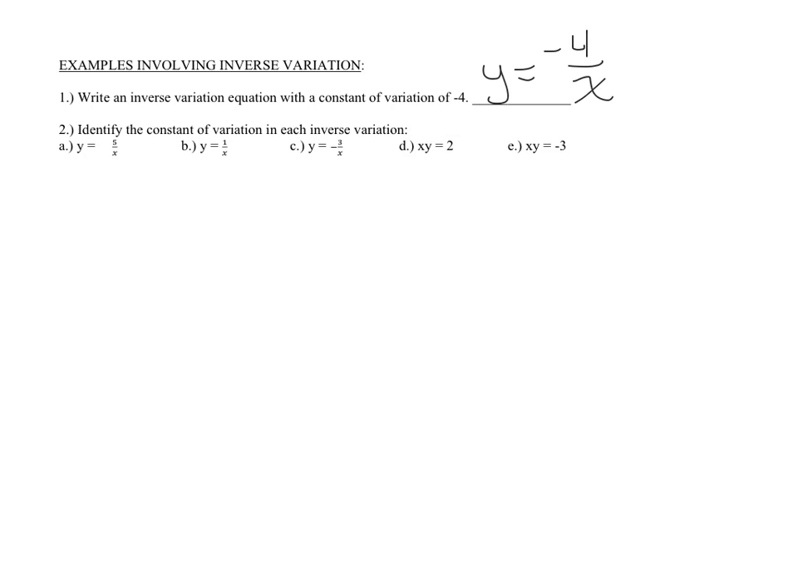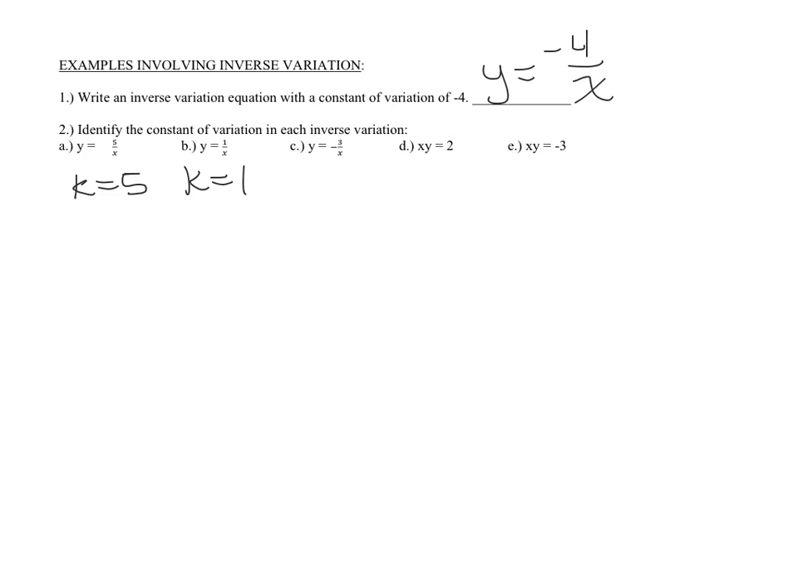Now number 2, identify the constant of variation in each inverse variation. Remember, you can't identify a constant if it's not in y equals form. And the constant will always be what's above the x in an inverse variation. So you can do this one on your own. In A, k is equal to 5. B, k is equal to 1. Stop the video. Do the next 3.